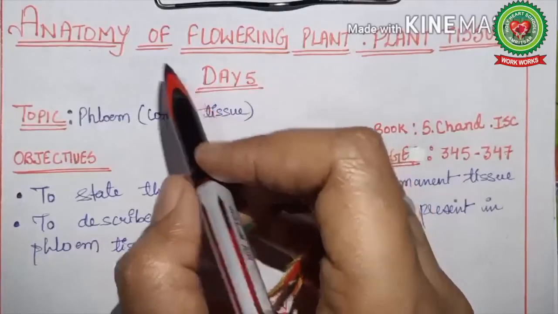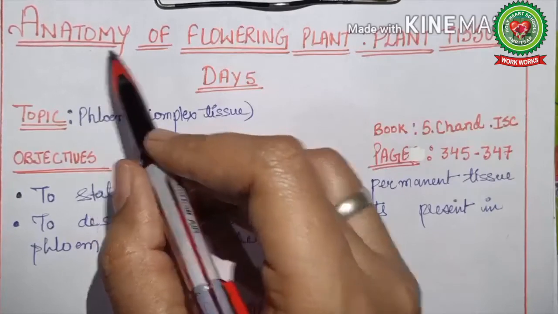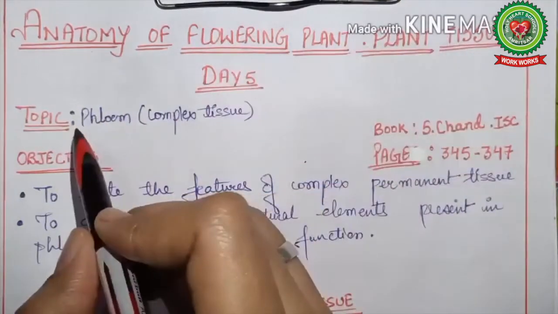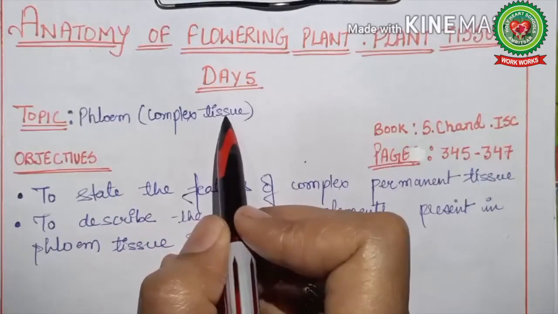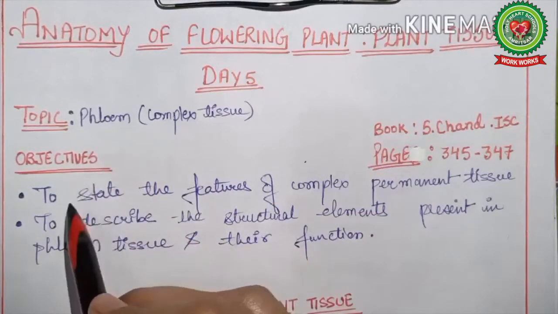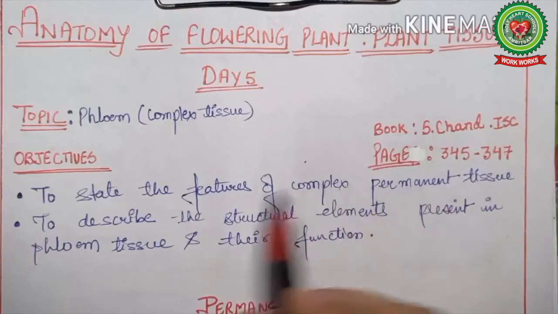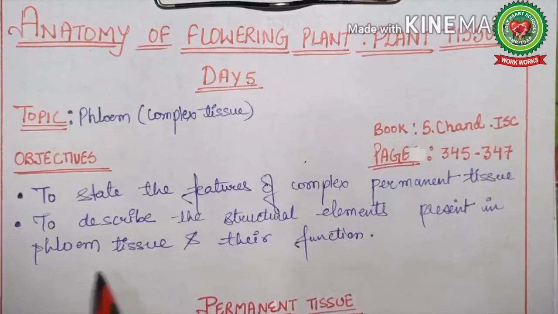Good morning, students. Today we are going to start with another topic of the chapter Anatomy of Flowering Plant, that is plant tissue. Topic name is phloem, that is a part of complex tissue. The main objectives of this topic will be to state the features of complex permanent tissue, to describe the structural elements present in phloem tissue and their function.